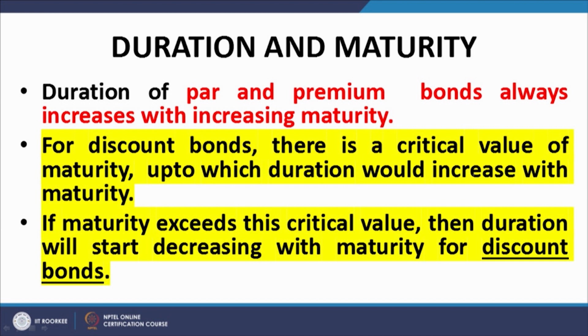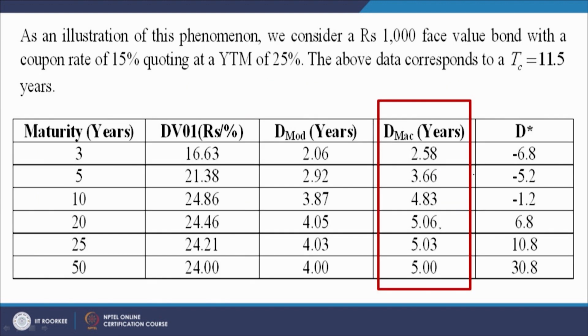So, the behavior of duration insofar as the discount bonds are concerned in relation to maturity is slightly anomalous, in the sense that initially the duration increases until a critical value is reached, and if maturity then exceeds the maturity corresponding to that critical value of duration, then the duration starts decreasing. However, as far as par and premium bonds are concerned, duration invariably increases with increasing maturity. This is again shown in this table.